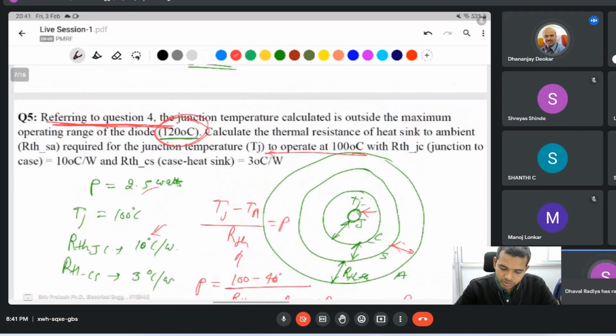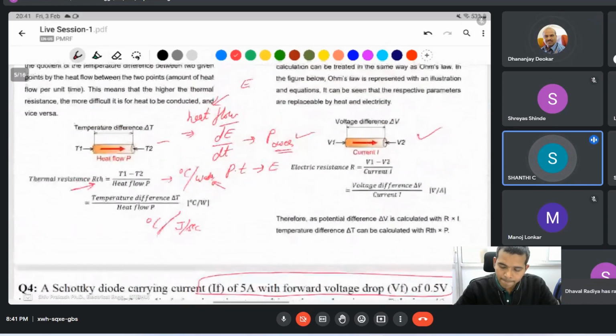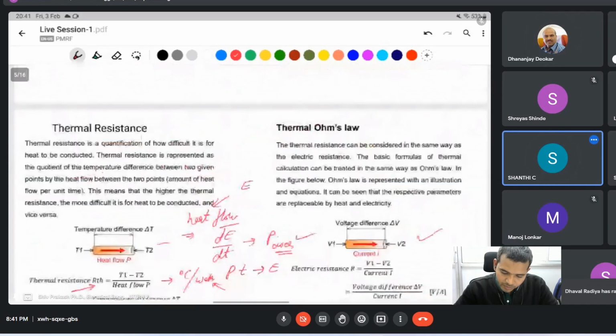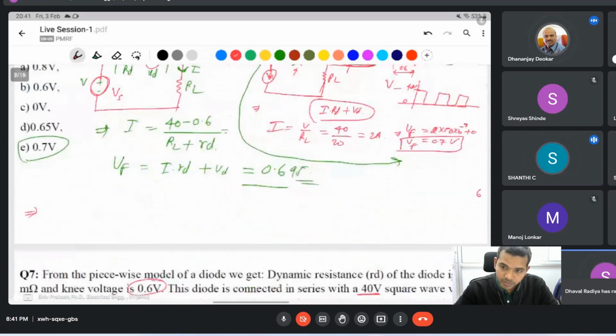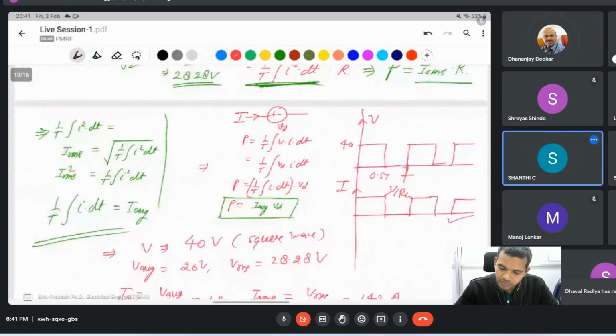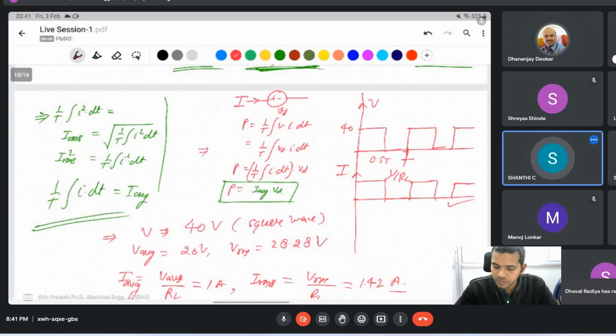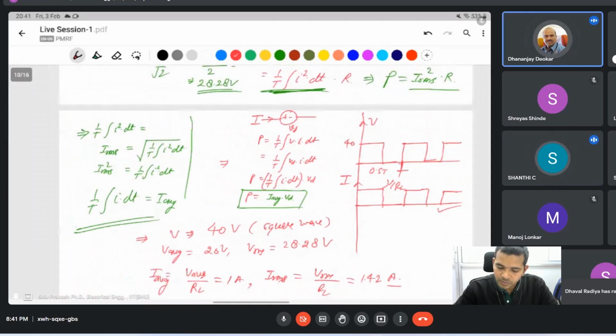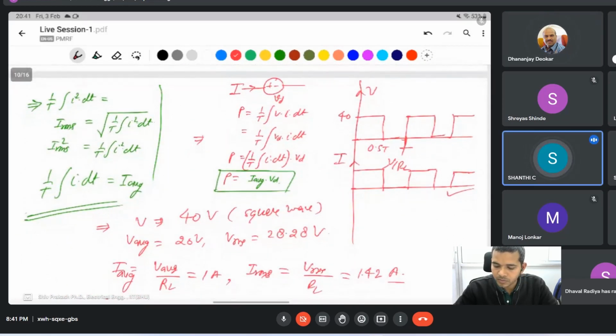Any other questions, doubts? Sir, that duty cycle problem. You're calculating the power dissipation of the diode. If it had been a DC voltage instead of a square wave, directly we can multiply I into RD plus IL into VD, sir.